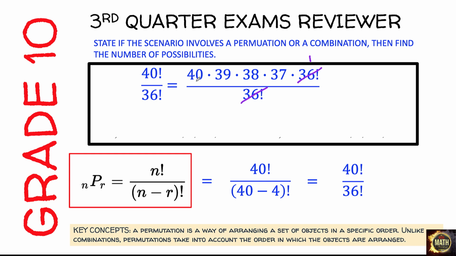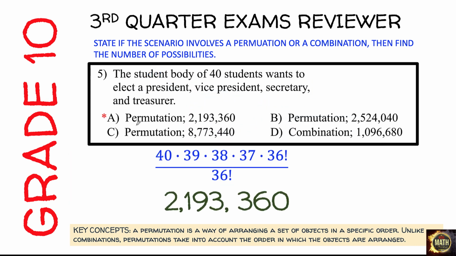So all we have to do is just multiply 40 times 39 times 38 times 37, and that gives us a value of 2,193,360. And our answer is letter A. This is a permutation with 2,193,360 possibilities. Next problem po.